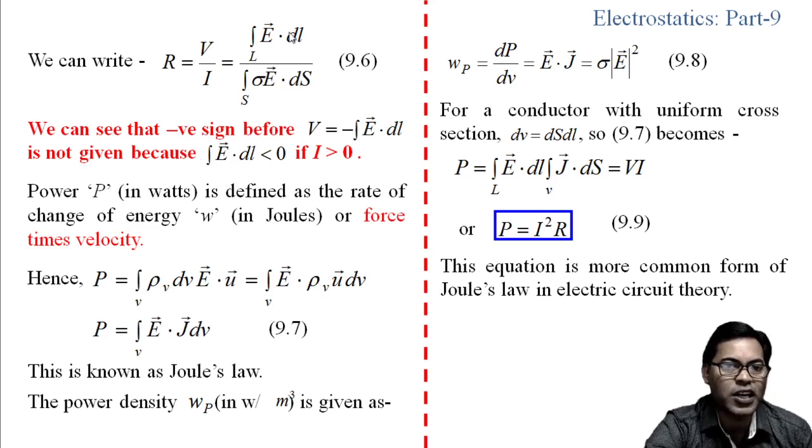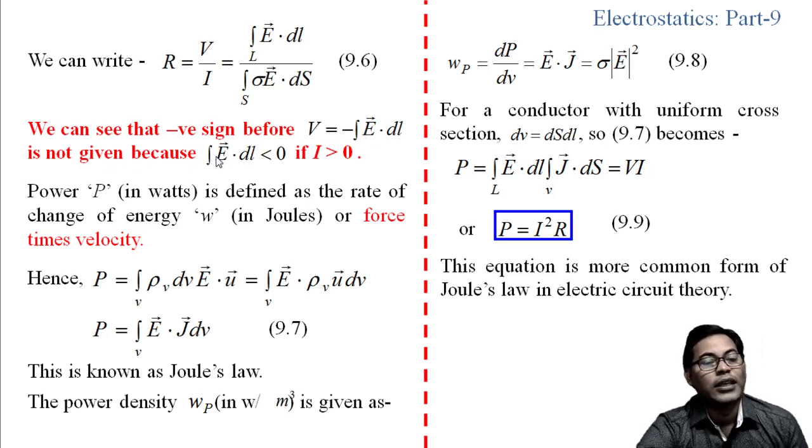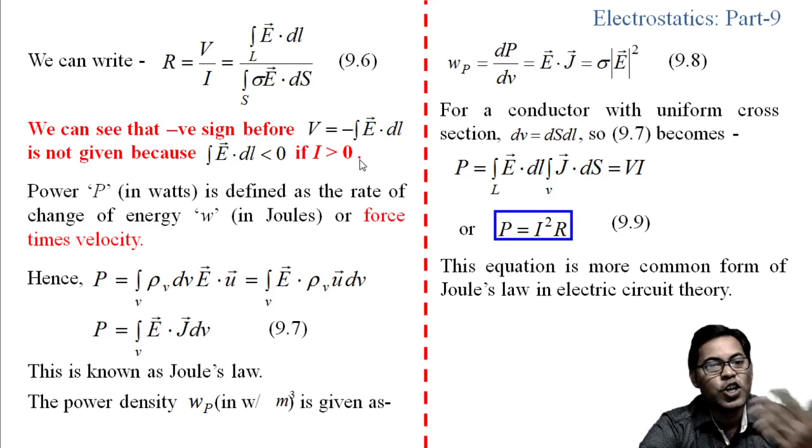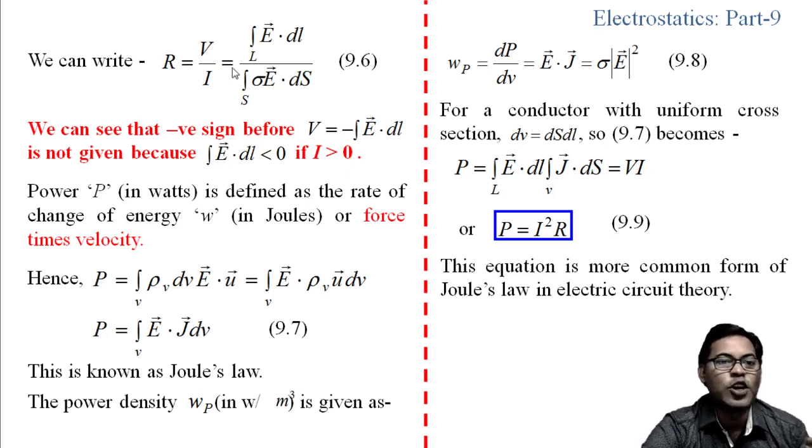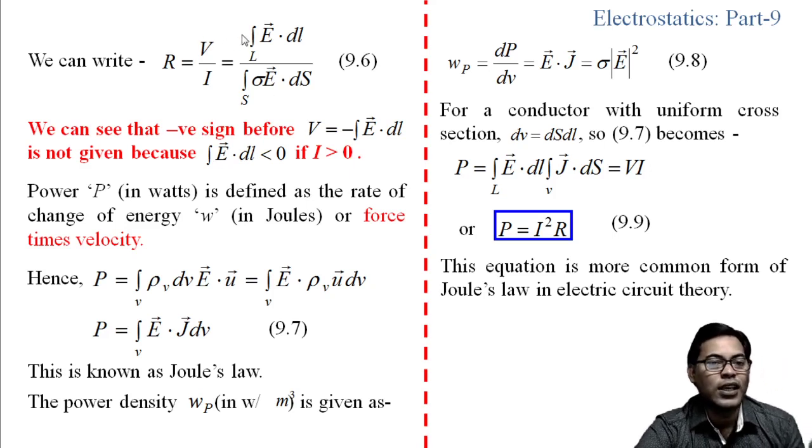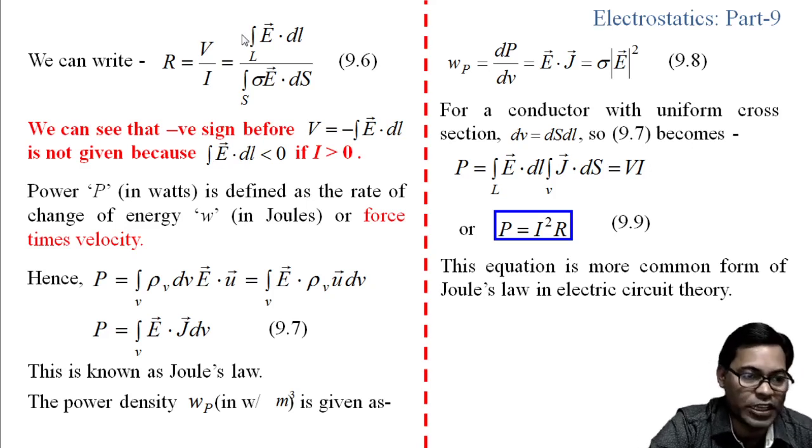Here in this expression 9.6, you can see that the negative sign is omitted. Now why have we not written the negative here? The answer is given here. You can see that the negative sign before V, which equals minus integration of E dot dl, is not given because the integration of E dot dl will be negative if I is positive. So I is positive we have taken, so the integration of E dot dl is negative. So negative, negative, positive. That is why this negative sign is not given.